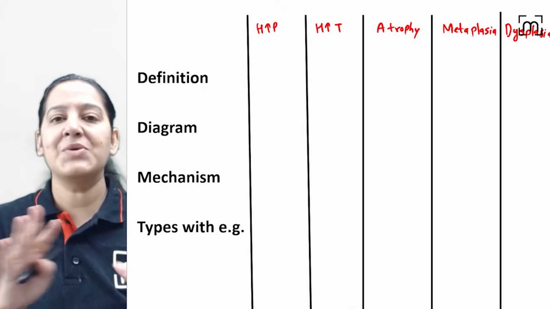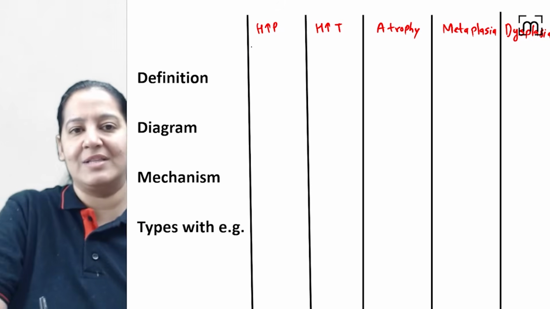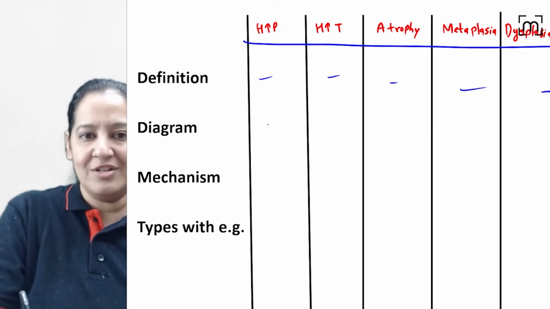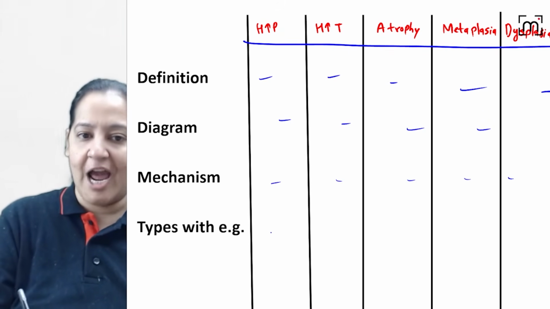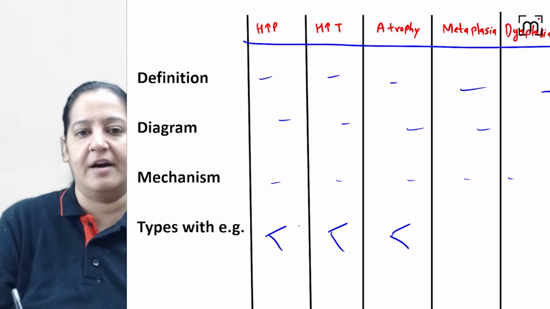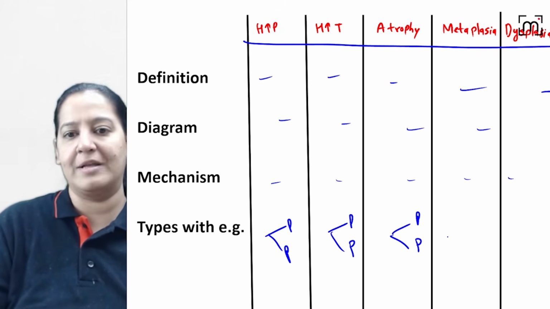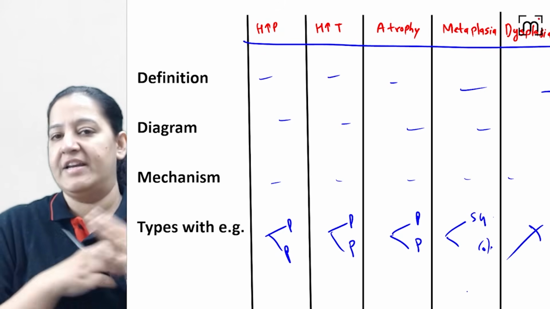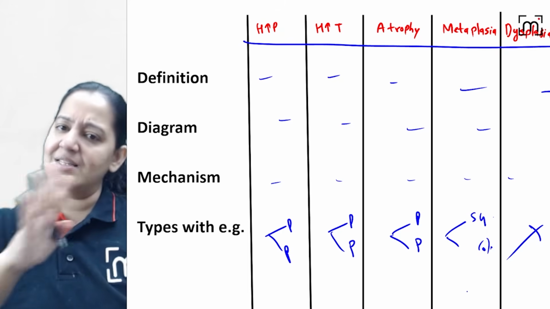You got my point? So I am done with the 5 types of adaptation. I guess everyone knows the definition of all 5. You know the diagrams to draw between them. You know the mechanism of all of them, and types. We have types here, here, here. That is physiological, pathological, physiological, pathological, physiological, pathological. Here we have types as squamous and columnar. Here we don't have any types. Right? So this is how you have to write the differences if it is asked.